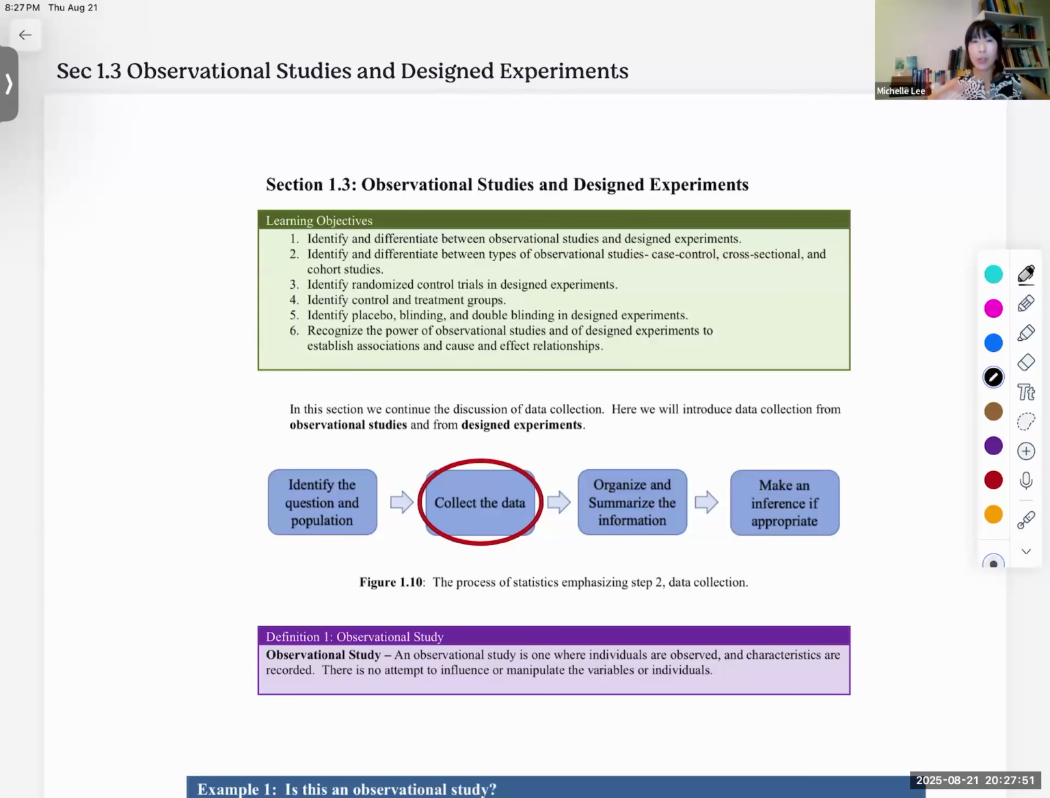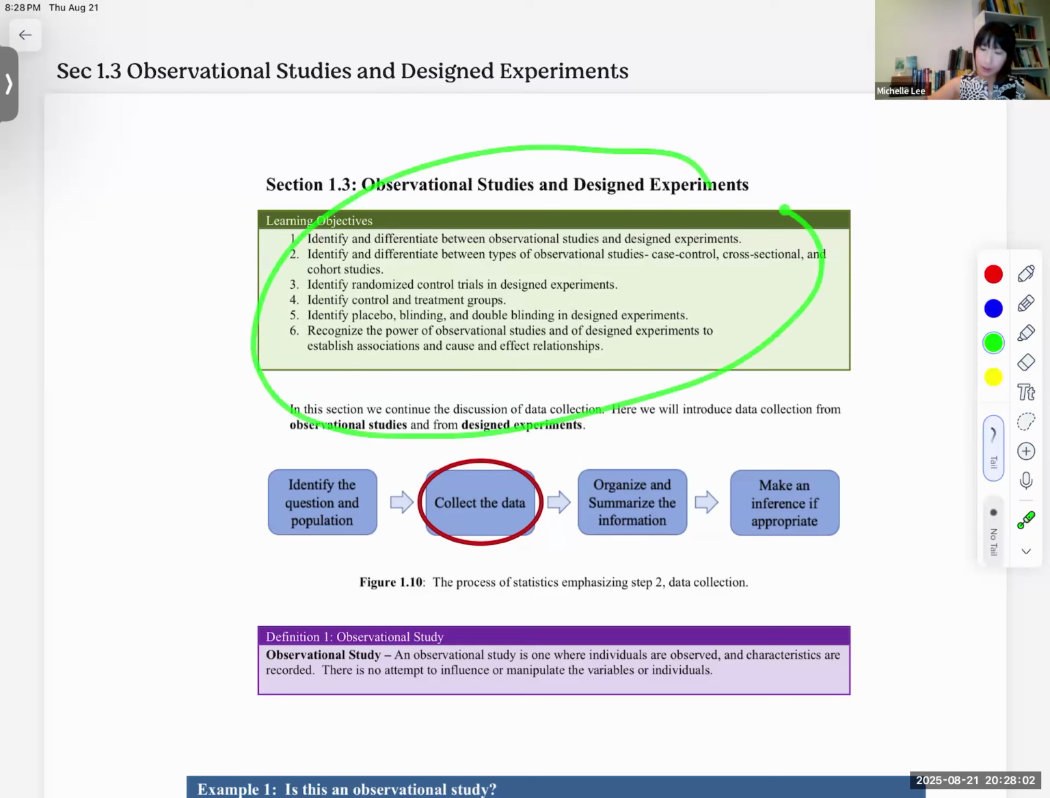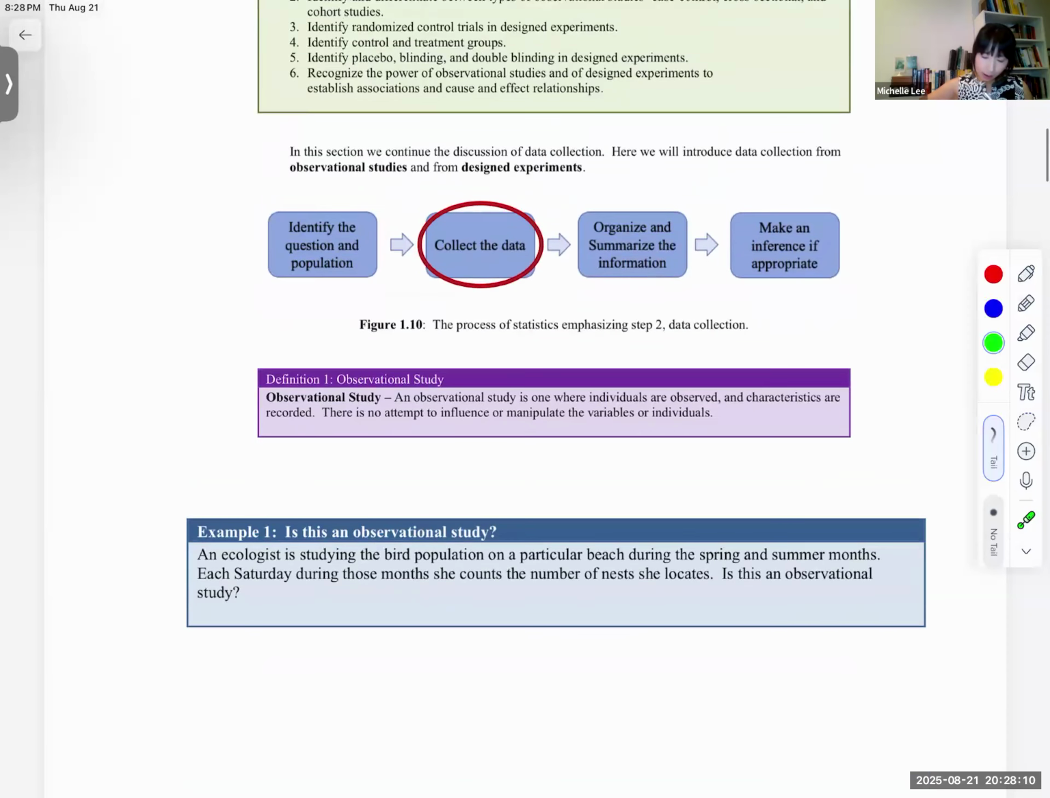Hello everyone. Today we will go over 1.3 observational studies and designed experiments. So here is the learning objective, and we are collecting data for this section. All right? Okay.